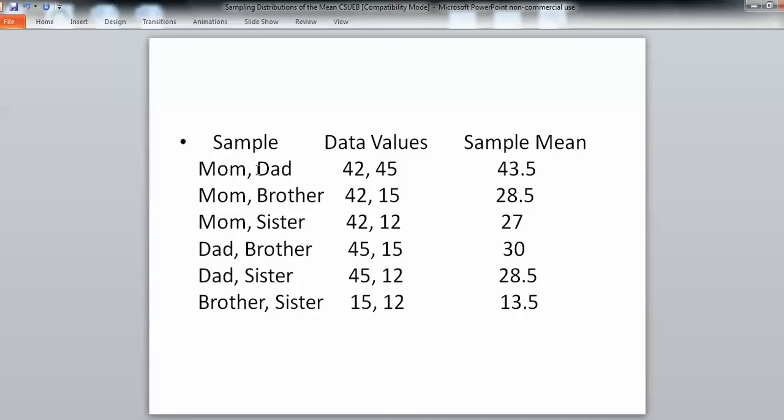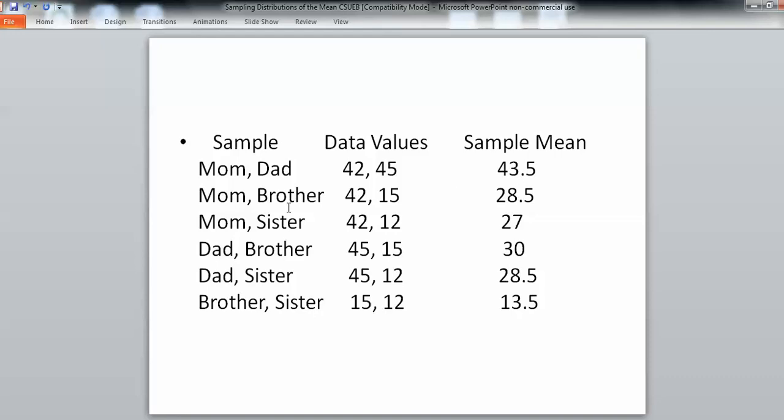And each possible sample that I might end up selecting will give me a different data set. If I end up selecting the mom and the dad to be my sample, the 2 data values, meaning the 2 ages that I'll end up recording, will be 42 and 45. And the average of my sample, or the mean of my sample, will end up being 43.5, because if you add up 42 and 45 and divide the total by 2, you get 43.5.